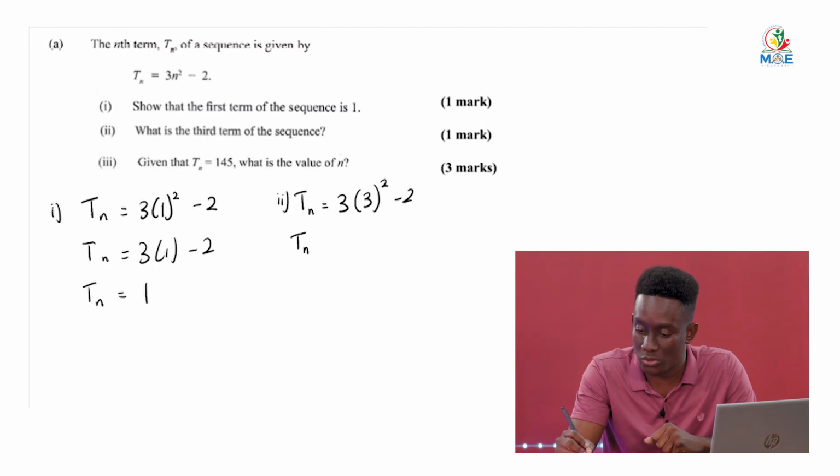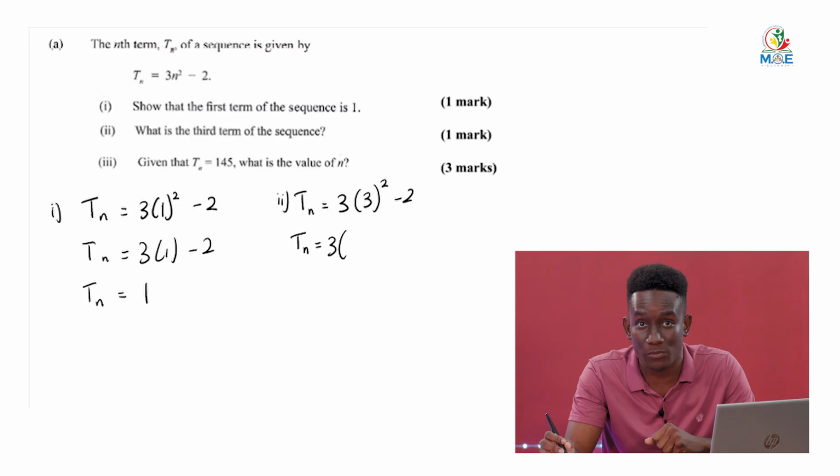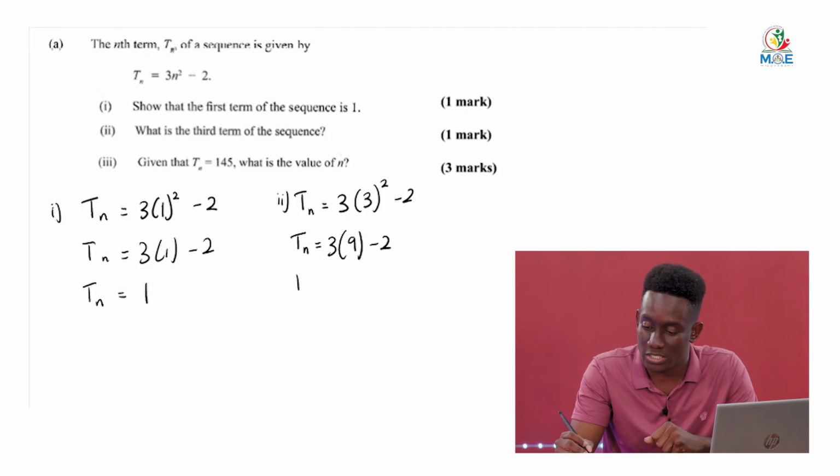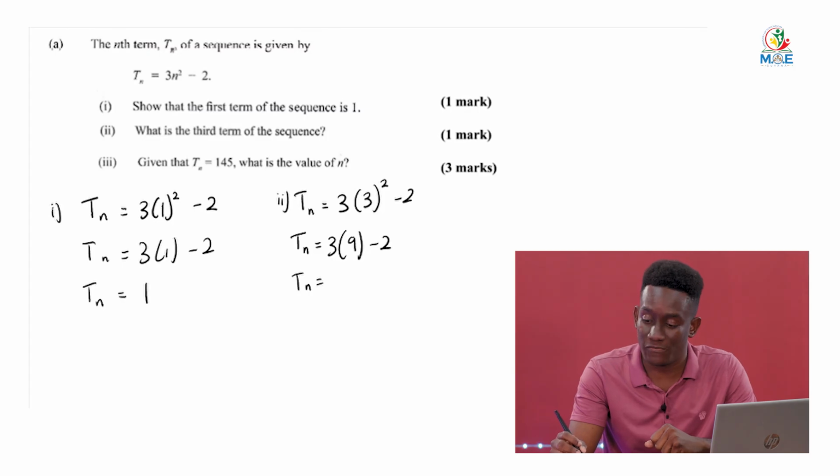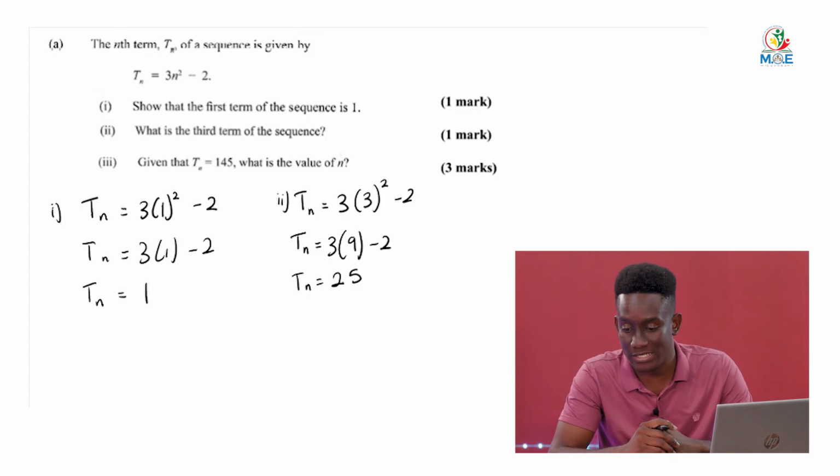So this will be t underscore n is equal to 3 multiplied by 3 to the second power, 3 times 3 is 9, minus 2. So t underscore n is equal to, 3 times 9 would give you 27. 27 subtract 2 would give me 25. So the third term in the sequence is 25.